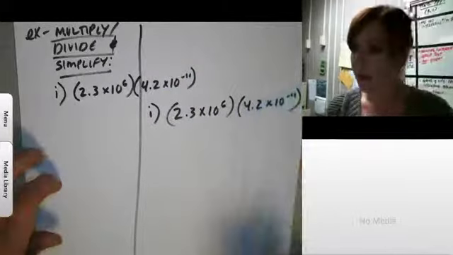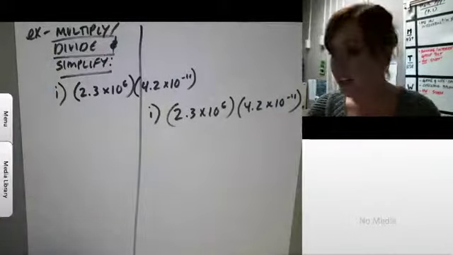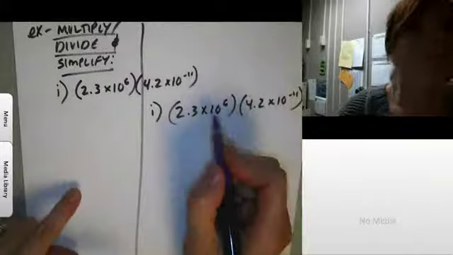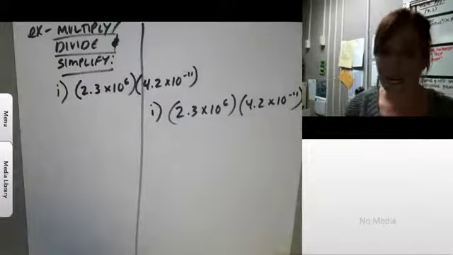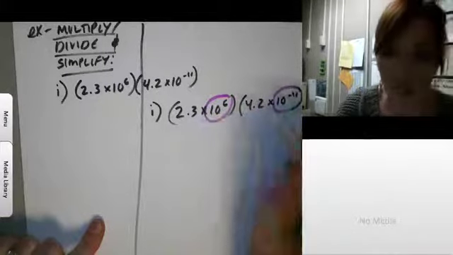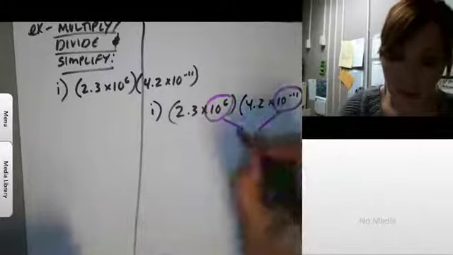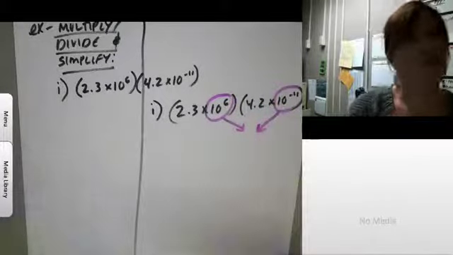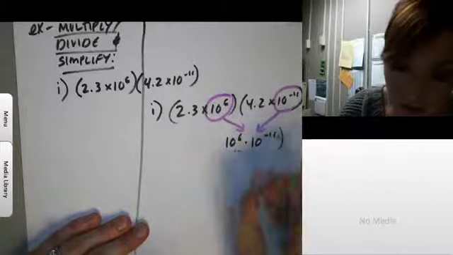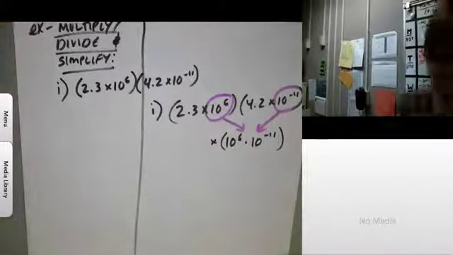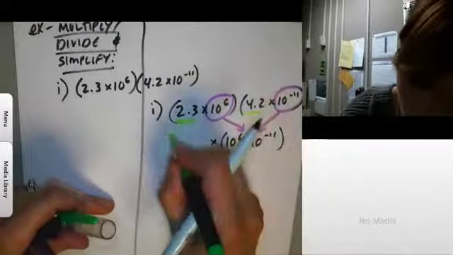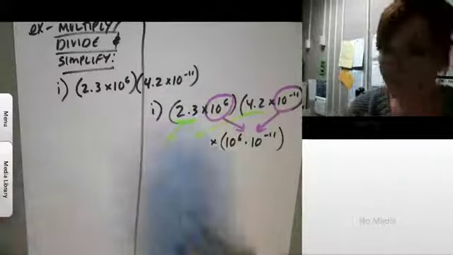Okay, so here's how we're going to approach this problem. What we want to do is group together the like numbers. In other words, the ones that have 10 as a base, we're going to group those together over here, and the other two we're going to group together in the front. So we're going to do 10 to the 6th, 10 to the negative 11th on that side. And on the left, we're going to group together 2.3 and 4.2 and multiply them separately. That green is kind of hard to see, huh?